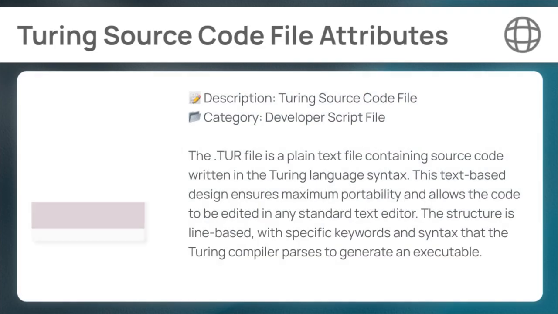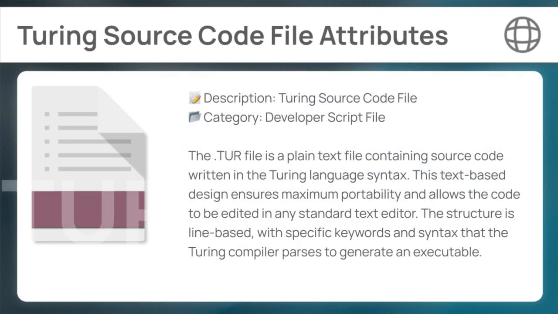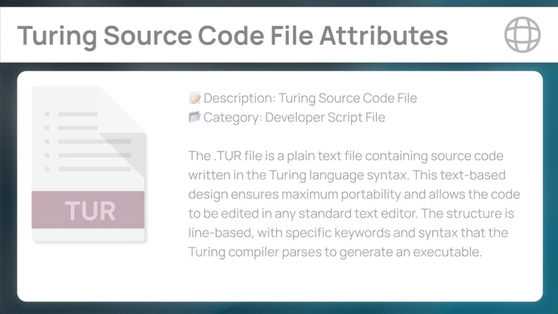The TUR file is a plain text file containing source code written in the Turing language syntax. This text-based design ensures maximum portability and allows the code to be edited in any standard text editor. The structure is line-based, with specific keywords and syntax that the Turing compiler parses to generate an executable.